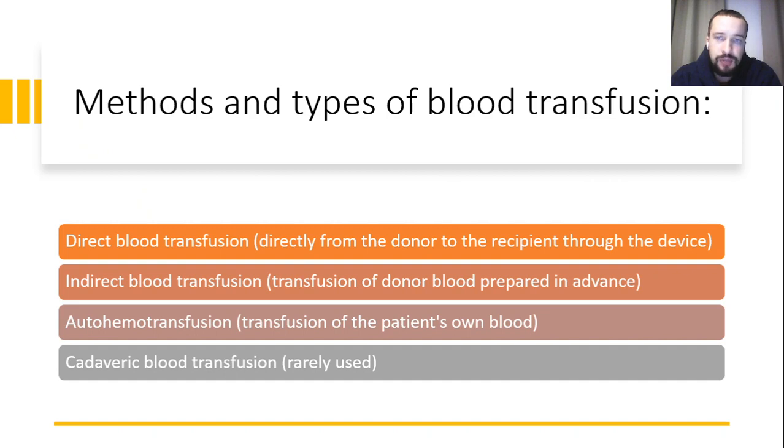Methods and types of blood transfusion. Direct blood transfusion, directly from the donor to the recipient through the device. I don't see it because it's not normally used now. Indirect blood transfusion, transfusion of donor blood prepared in advance. Autohemotransfusion, transfusion of the patient's own blood. And cadaveric blood transfusion, rarely used, I never see it.